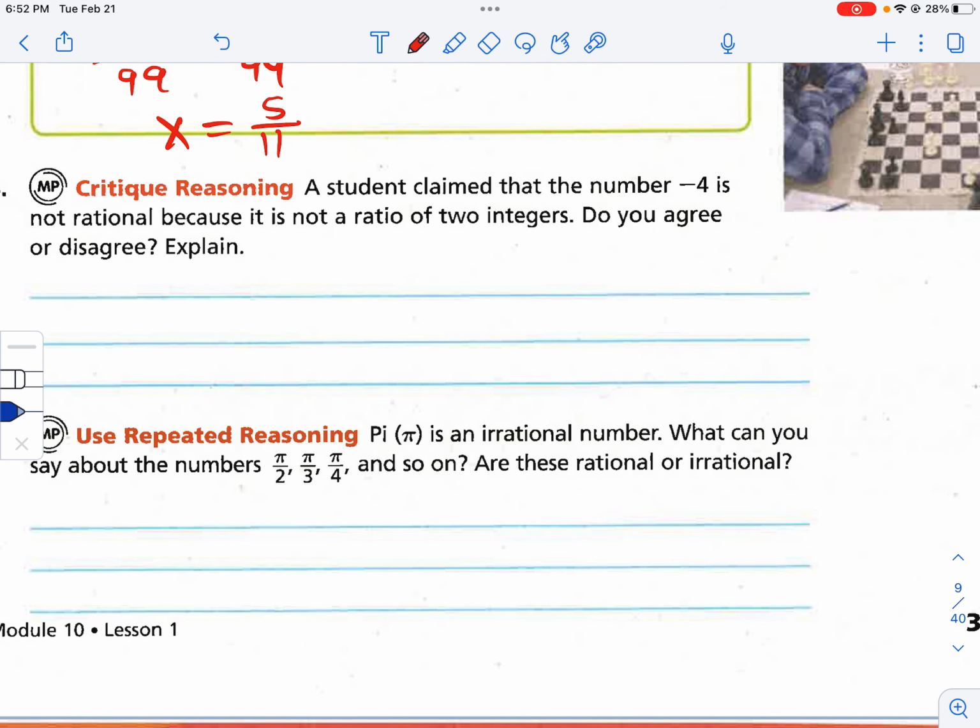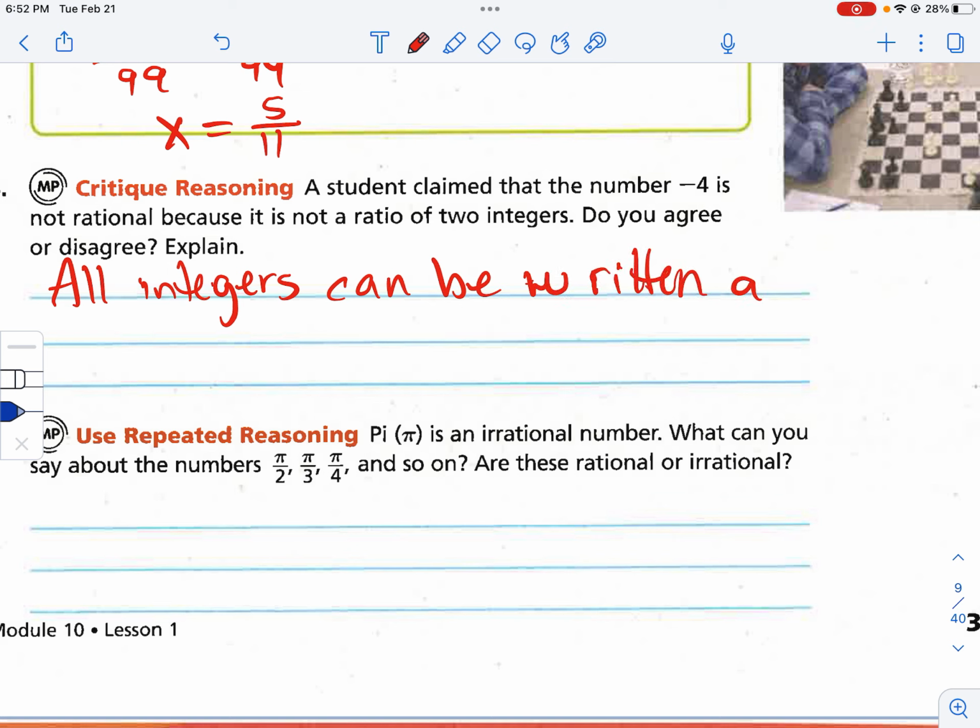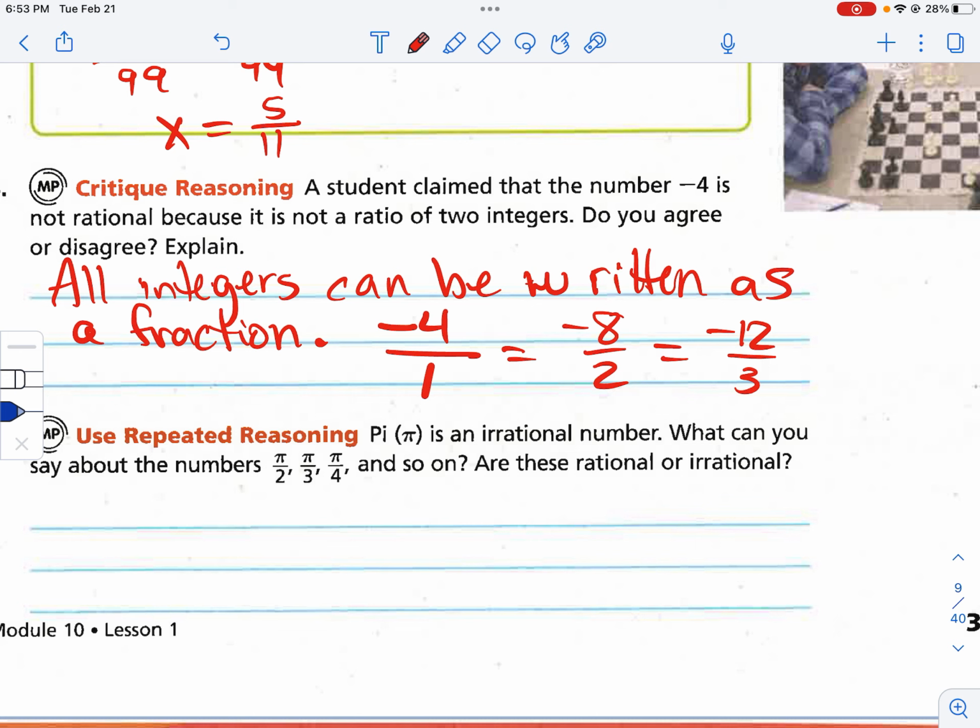A student claimed that a number, -4, is not rational because it is not a ratio of two integers. Do you agree or disagree? All integers can be written as a fraction: -4/1, which is the same thing as -8/2, which is the same as -12/3.